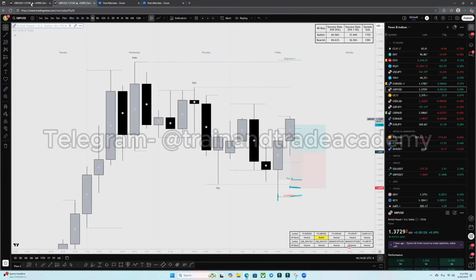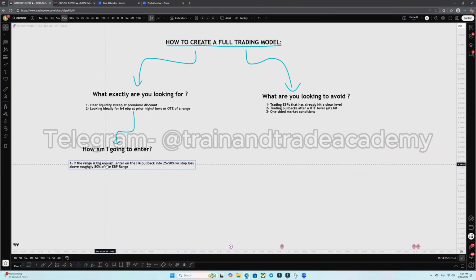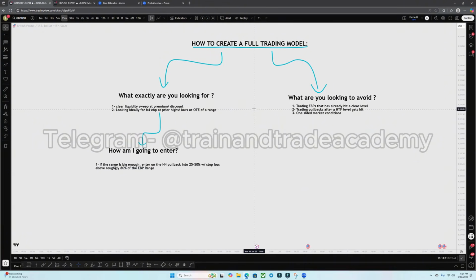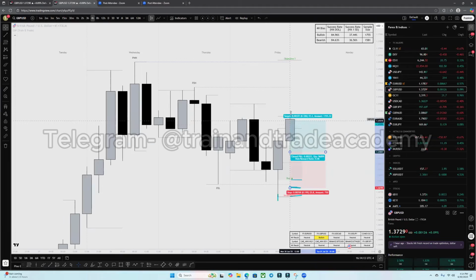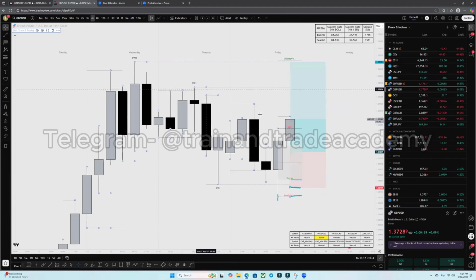Now again, as mentioned in the criteria, if the range is big enough, that's the key element for this entry model. Remember, you can have multiple ways that you want to enter a trade based off different circumstances. If I know that there's a potential for the market to go all the way up here, which is that DOL on the prior week high, this alone is 2.5. And I know that I can just look for a backside move, etc.